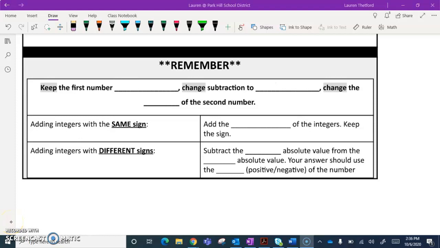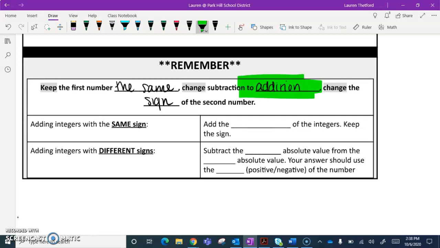Okay, so now that we are beginning 1.5, this is subtracting rational numbers. Whenever we are subtracting, there are some things we need to remember. First, we keep the first number the same. We change subtraction to addition. And then we change the sign of the second number. Once we do that, it's an addition problem, so we can use our addition rules.